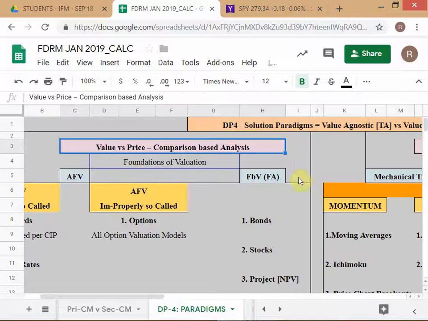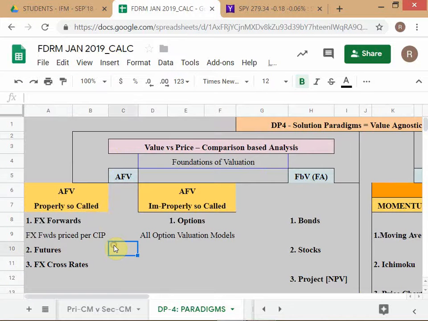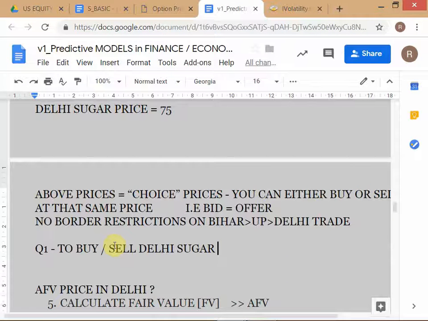Now you know that there are 2 basic approaches within this part of the framework, which is value versus price. You can use either AFV or forecast based valuation. Is this clear? Yeah. Okay, now your goal should always be to first check whether an AFV price is available, whether you can determine AFV in the proper form, whether actually there is an arbitrage possible. So this should be your first investigation.